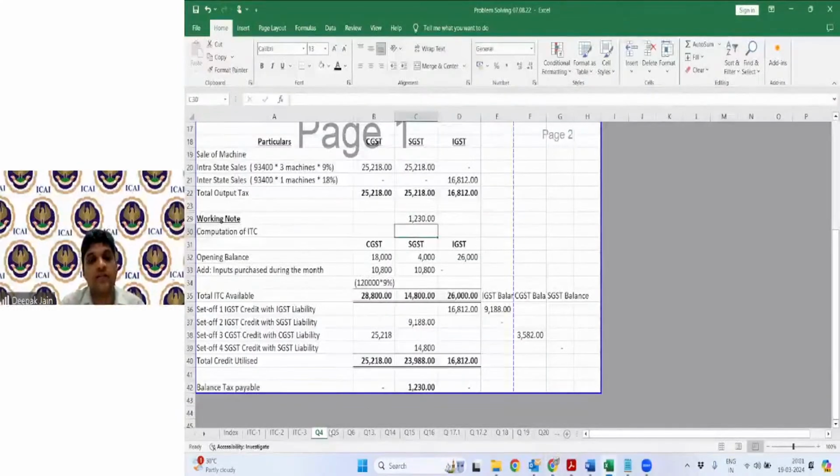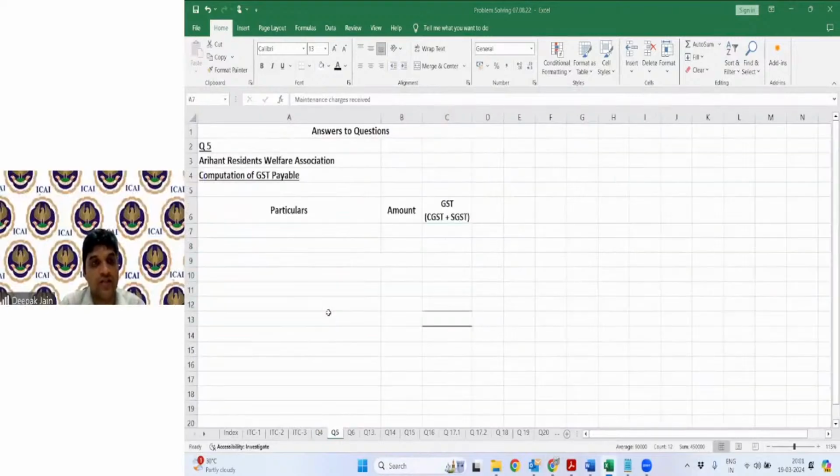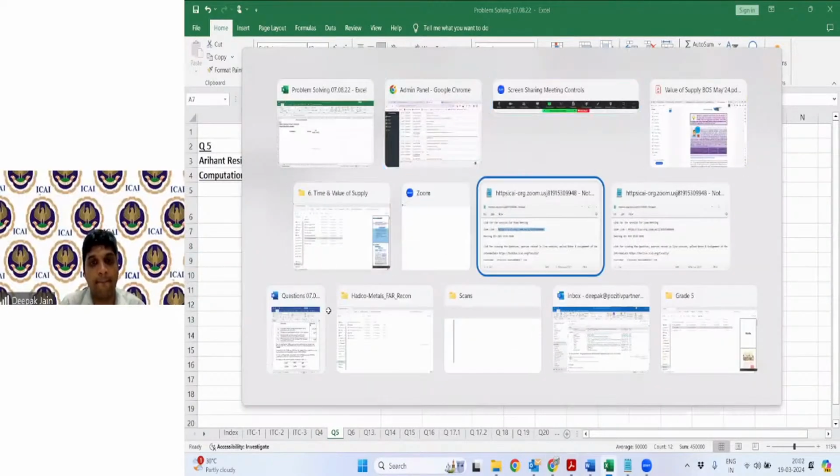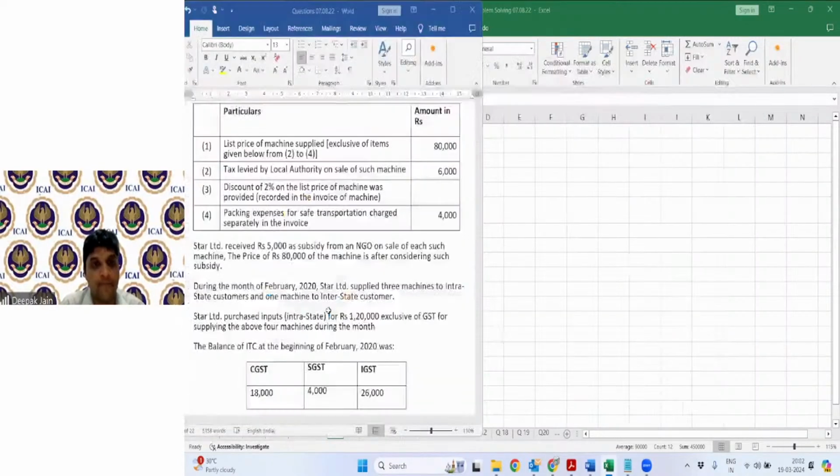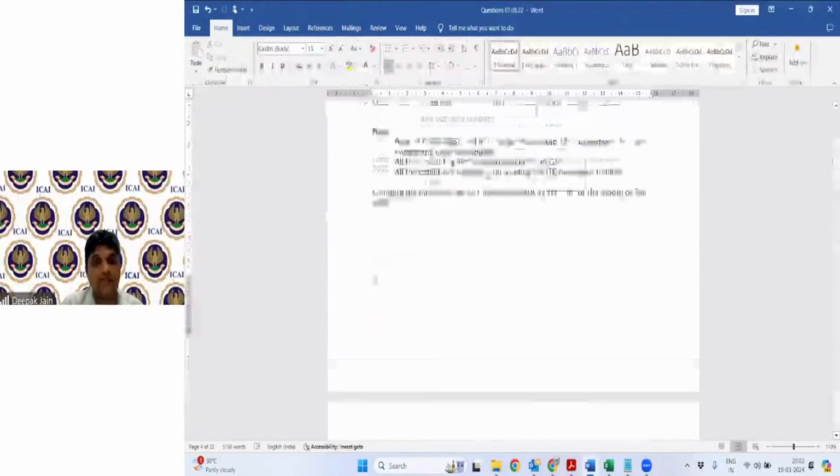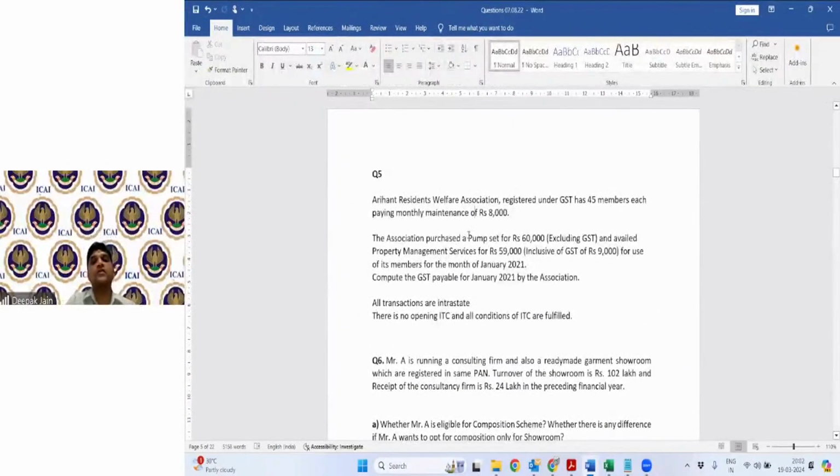Okay, now let's move to the next question, question number 5. Question number 5 is on Residents Welfare Association. This we have understood very clearly in the exemption chapter with examples there. Now we will understand this with practical numbers.